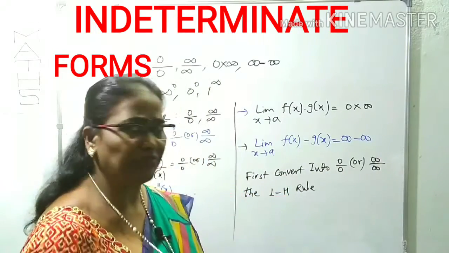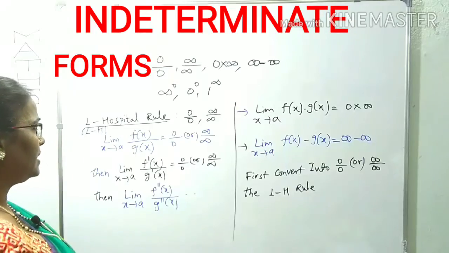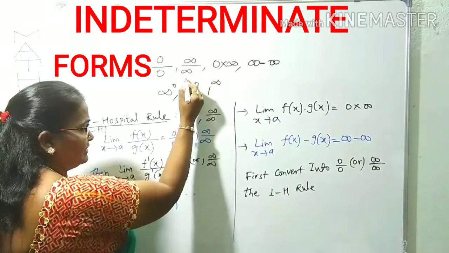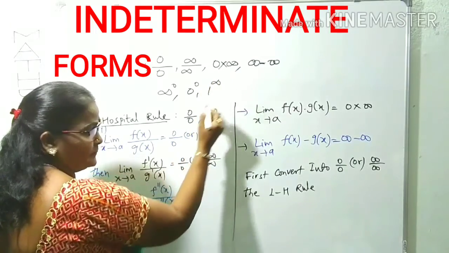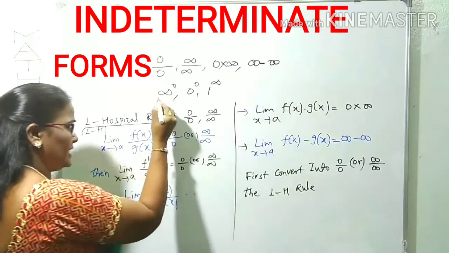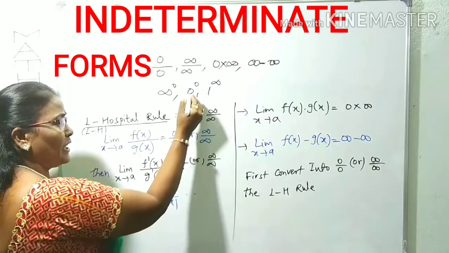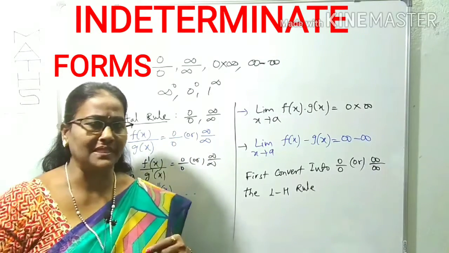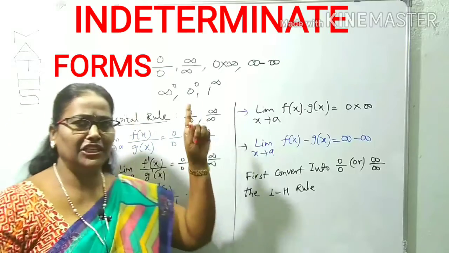What are the indeterminate forms I have written here? Look here. The indeterminate forms are 0 by 0, infinity by infinity, 0 into infinity, infinity minus infinity, infinity power 0, 0 power 0, 1 power infinity. These are called indeterminate forms. These are nothing but indeterminate forms.